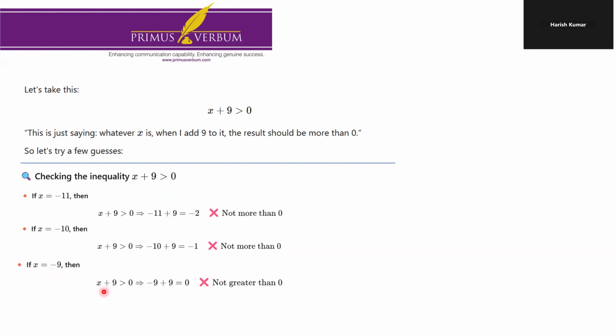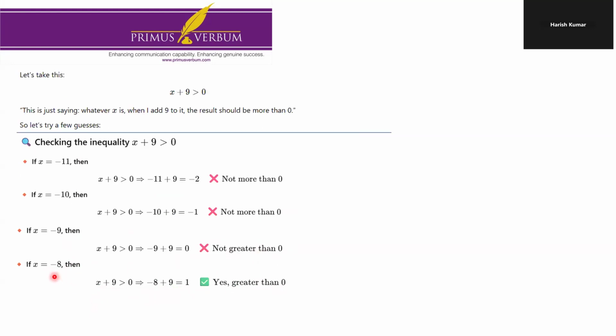If we substitute minus 9 for x, we will get minus 9 plus 9, which is equal to 0, and 0 is not greater than 0. So let's try the next value for x, which is minus 8. X plus 9 greater than 0 is equal to minus 8 plus 9, which is equal to 1. Yes, 1 is greater than 0. So this inequality is now holding true when x is equal to minus 8.